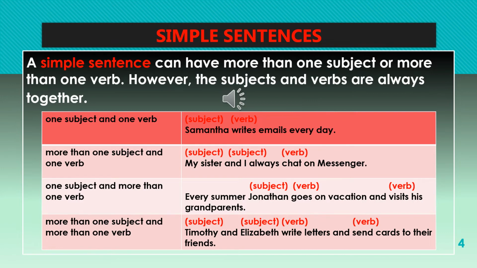Now, another example of a simple sentence is the following. More than one subject and more than one verb. Remember, at the beginning we only have one subject and one verb. The next one we have two subjects and one verb. In the next example we have one subject and two verbs. Here we have two subjects and two verbs. Now let's read the sentence.